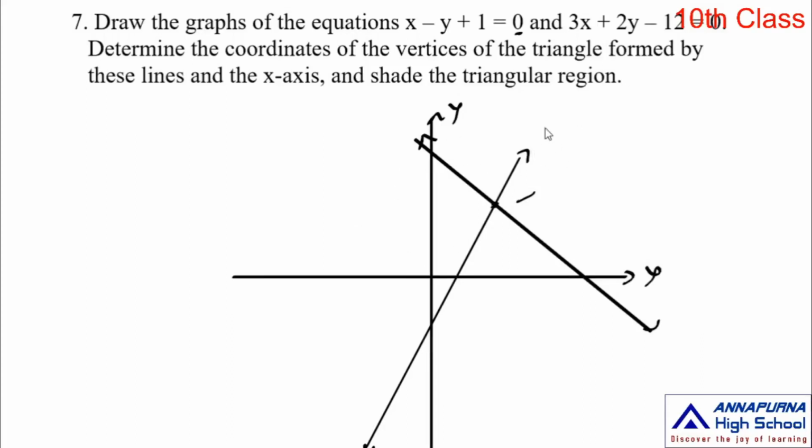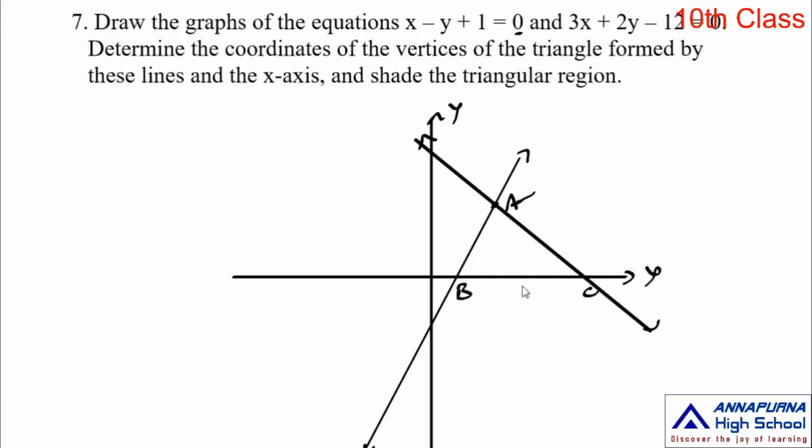Okay, so what are the vertices of the triangle? This one is one vertex, and this one is another vertex, and this one is another vertex formed by these lines. Yeah, these are the two lines, and this is the x-axis. By using these three lines, here we observe a triangle. A is the intersecting point of the two lines. B, the first line intersects the x-axis at one point, that is B, and C, the second line intersects the x-axis at one point, that is C.